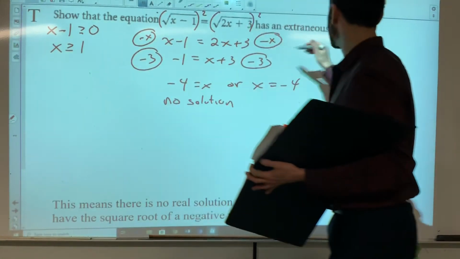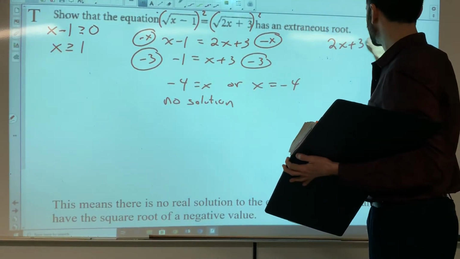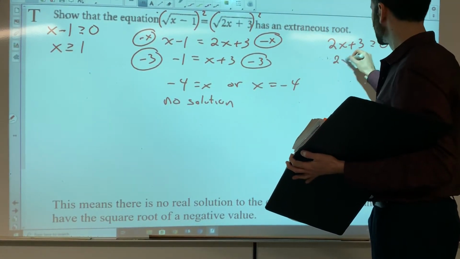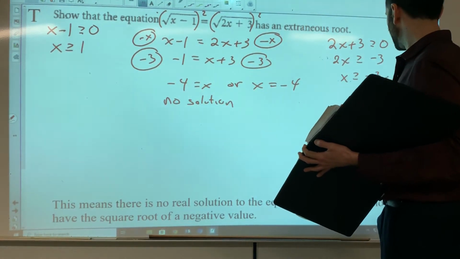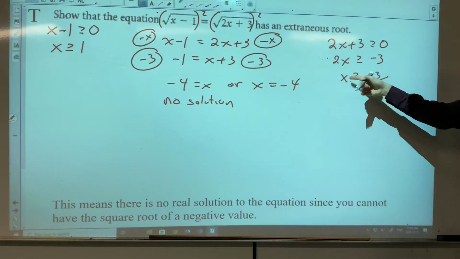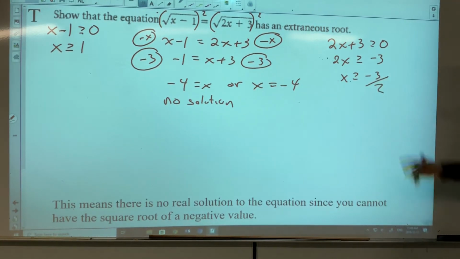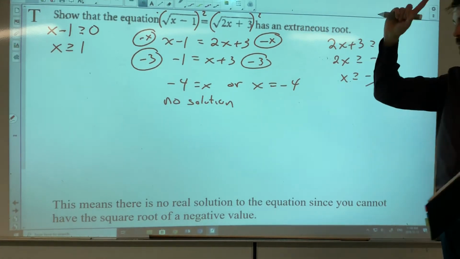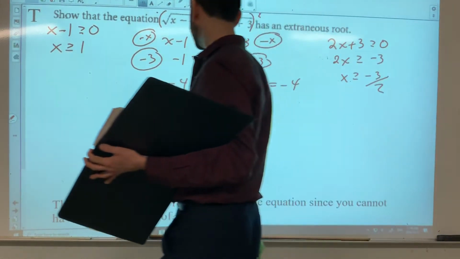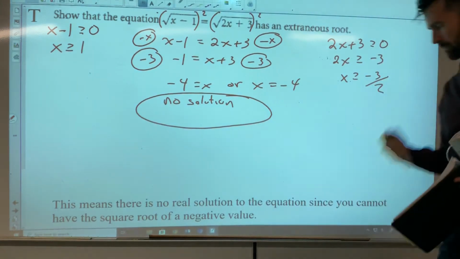If you were looking at the other one, you would have done 2x plus 3 greater than or equal to 0. Subtract 3 from both sides, divide by 2. So does it even satisfy this requirement? Is negative 4 greater than or equal to, what is this, negative 1.5? No. So all you need to do is find one reason it doesn't work though. Okay? Alright.